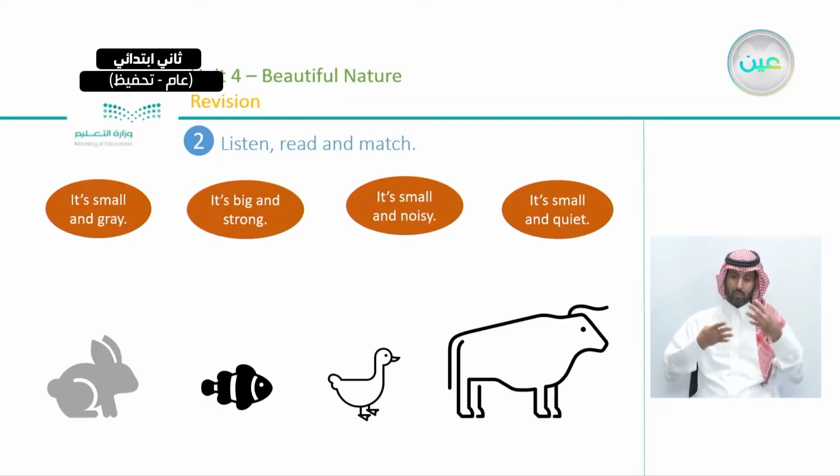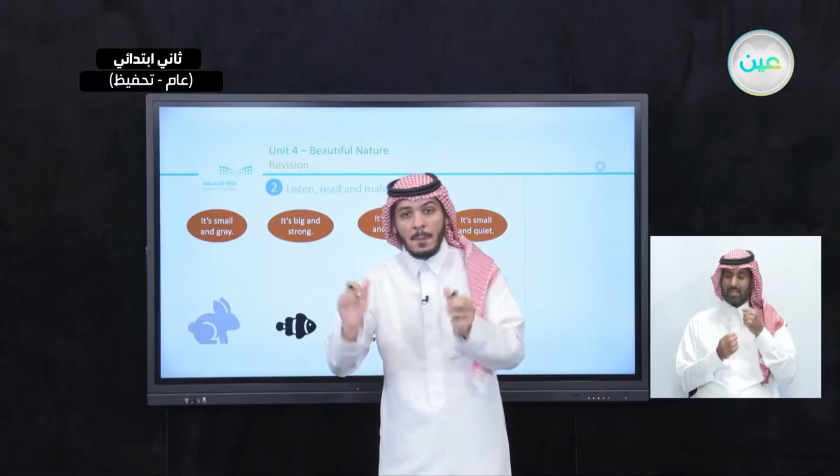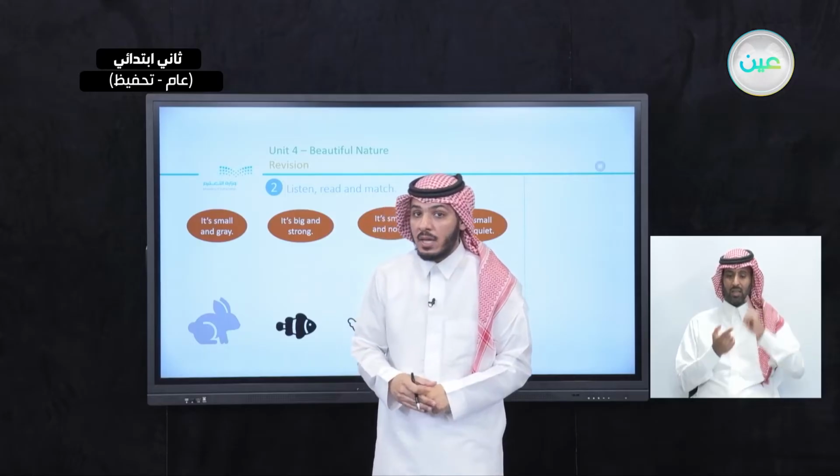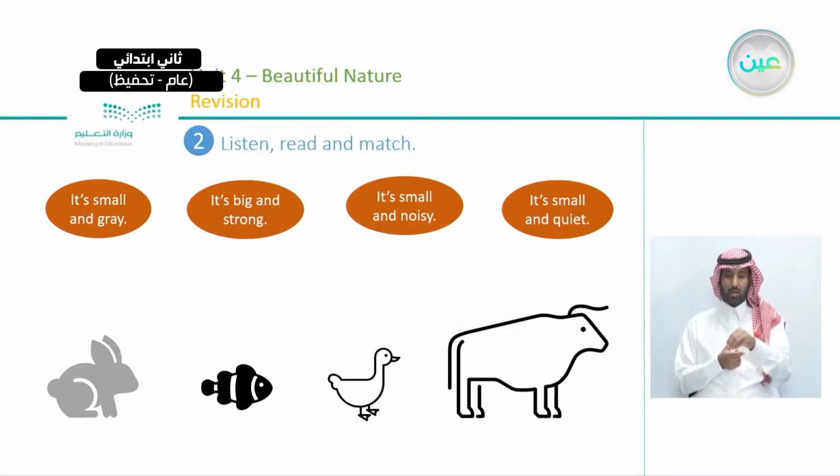Okay, let's take them one by one. It's small and gray. The color is gray. Which one here? This is black, black, black, and we have gray. So this is it. Excellent. So we have small and gray.